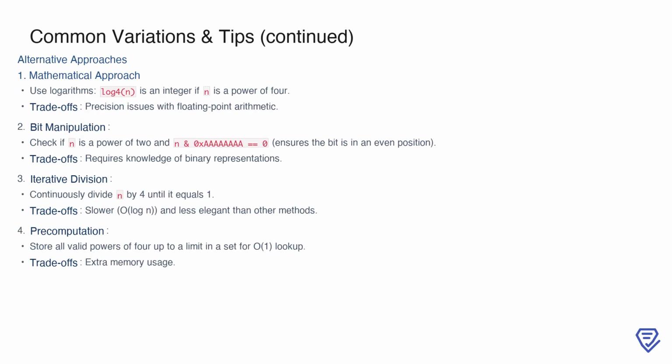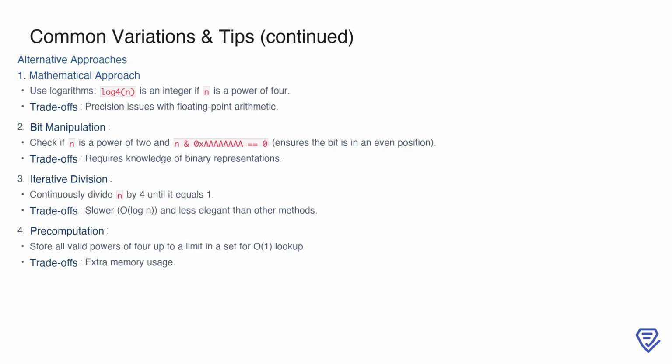There are multiple approaches to solving the power of 4 problem, each with its pros and cons. A mathematical approach might involve using log4 n to check if the result is an integer, though this can run into precision issues with floating point arithmetic. Alternatively, bit manipulation offers an efficient solution. By ensuring the number is a power of 2 and that its single set bit aligns with an even position using n & 0xaaaaaaaa equals 0, you can confirm it's a power of 4. However, this requires familiarity with binary representation.